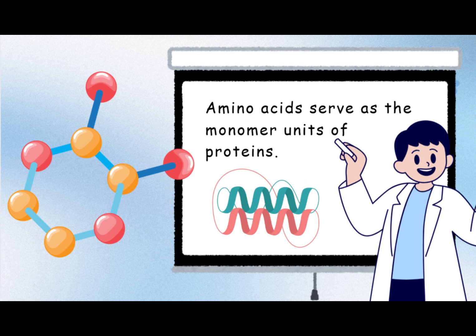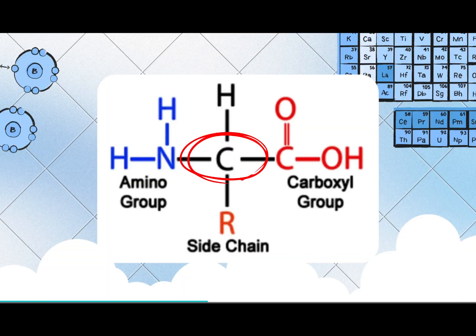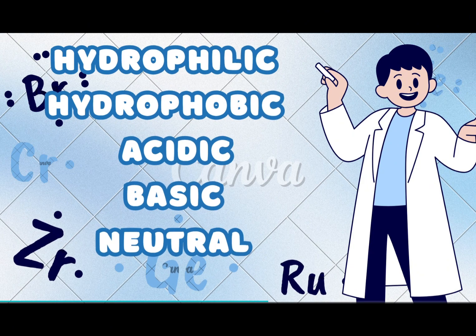Structurally, every amino acid shares a common blueprint: a central carbon atom, known as the alpha carbon. This is bonded to 4 different groups. This includes an amino group, a carboxyl group, a hydrogen group, and most importantly, a unique side chain or R group. It's this R group that gives each of the 20 common amino acids its distinct chemical properties, size, shape, and charge, making them hydrophilic, hydrophobic, acidic, and neutral.